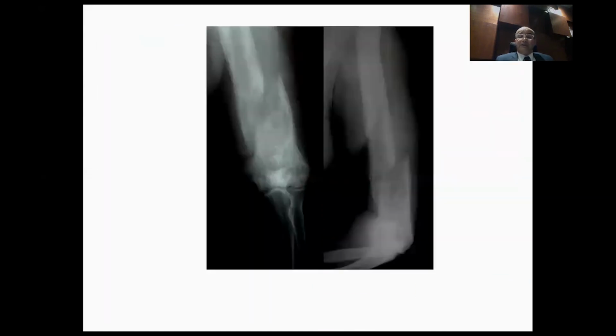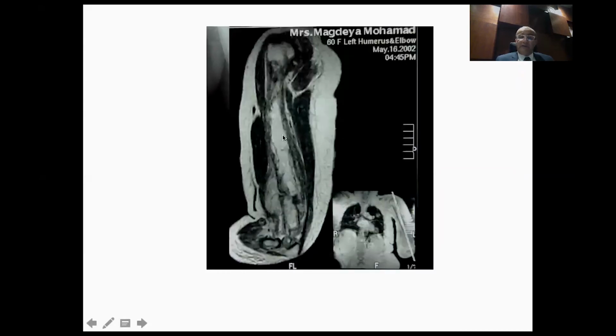A patient presented to us with a pathological fracture of the humerus. It looks abnormal. There is some sort of destruction here. But when you see the MRI, you find that there is no infiltrating tissue inside. It's just the bone is bigger than normal, the cortices are bigger than normal, and the trabeculae are bigger than normal. It's hot on bone scan, and this turned out to be Paget's disease.